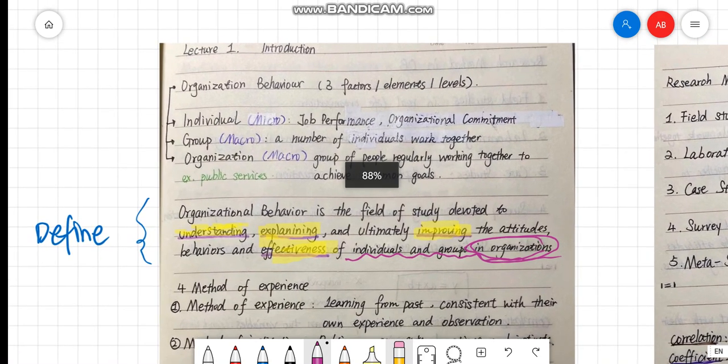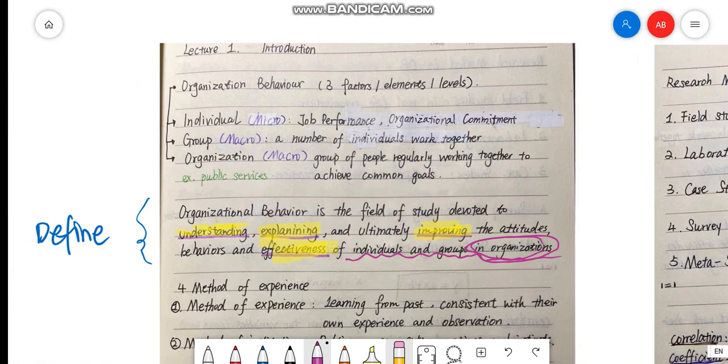So there are three factors of organizational behavior. We also call them elements or levels, whatever. Firstly are individuals, group, and organization. In the midterm, we are only gonna test individuals, but we also have to learn what's the difference between group and organization. Individuals is micro, and it's more about job performance and organizational commitment.